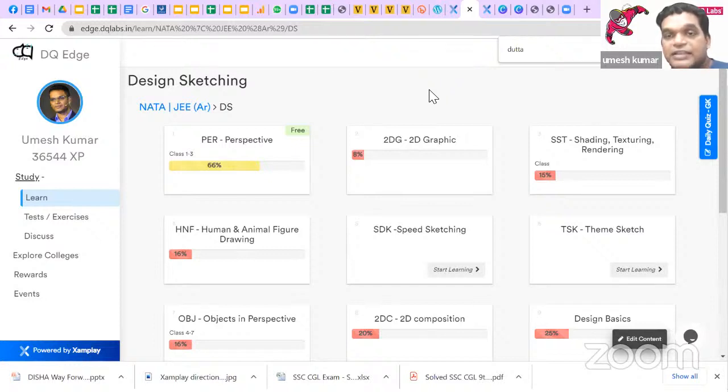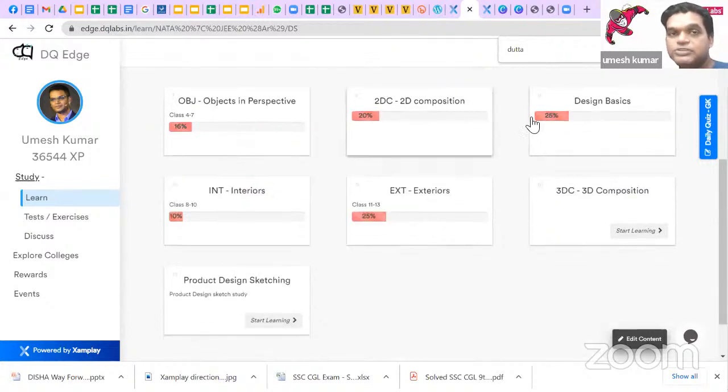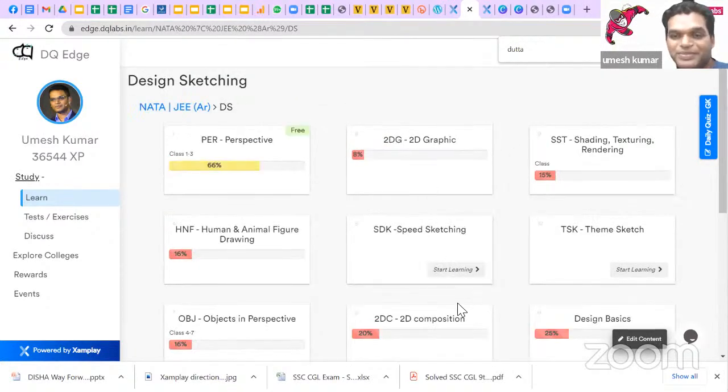Shreya is asking, anything in specific among these or equal for all? Very specifically, I would suggest be very thorough with perspective, because they may actually give some images and ask what is wrong with this, find out the mistakes in this. So perspective, 2D composition, design basics, those are the fundamentals, and the other topics you should be knowing anyway. It's important and it's fun to learn all of that.